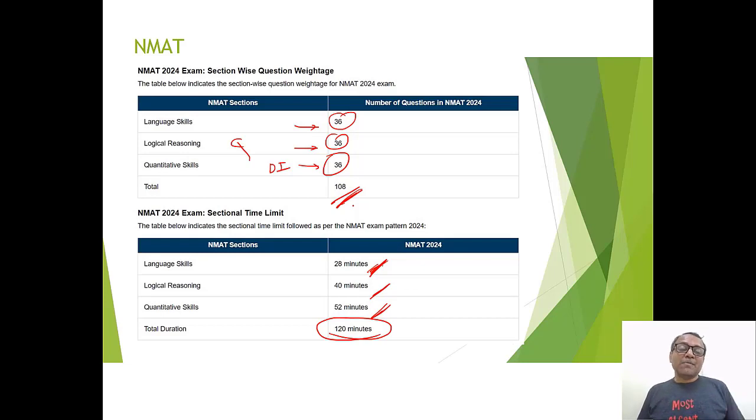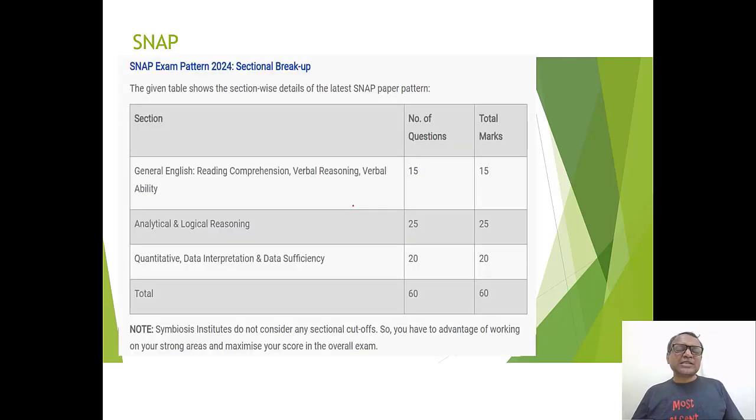So this is what the paper pattern for NMAT is all about. For NMAT, you can book a slot and write. For NMIMS Mumbai, only the first attempt will be counted. Anything from October to December is when you can book a slot. You can normally book it 3 times and write it.